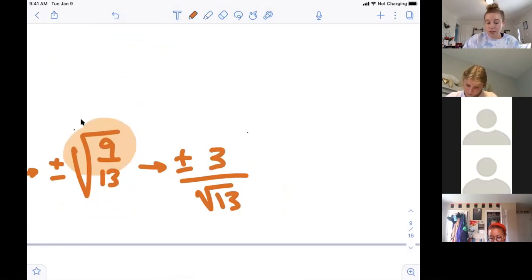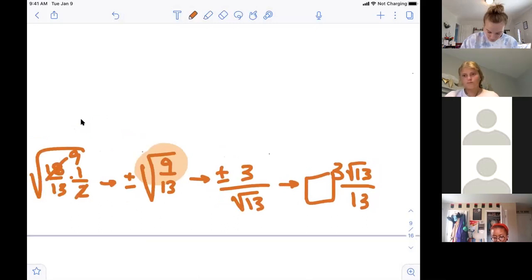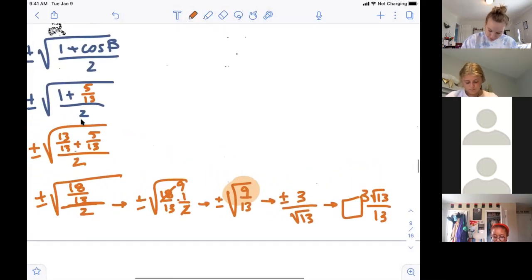And then to rationalize, just multiply by root 13 on top and bottom. So I've got 3 root 13 over 13. And now I'm going to decide whether it's plus or minus. So I'm going to erase that box in a minute, but know that I didn't forget the plus or minus. I just haven't decided yet. I'll scroll back out in case you need to see my simplifying.